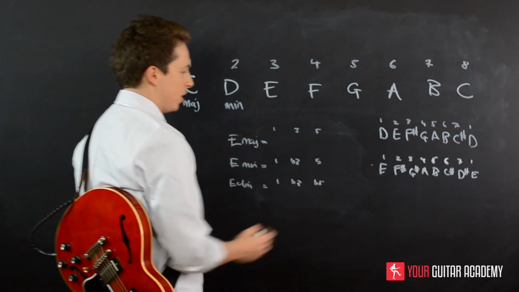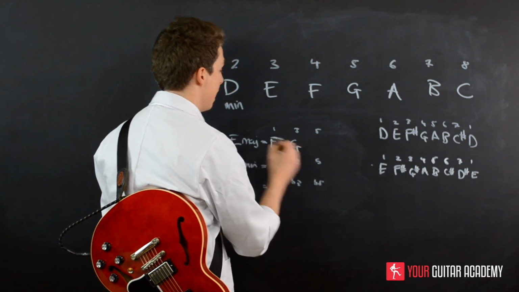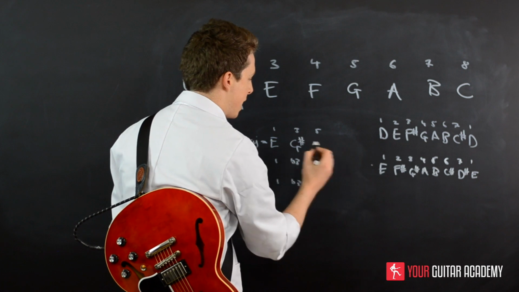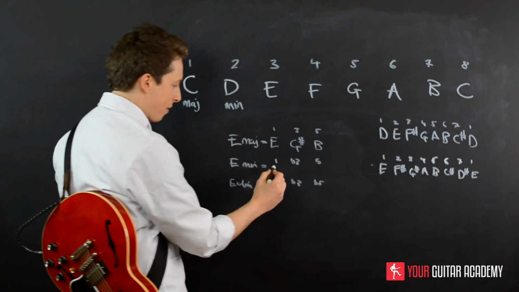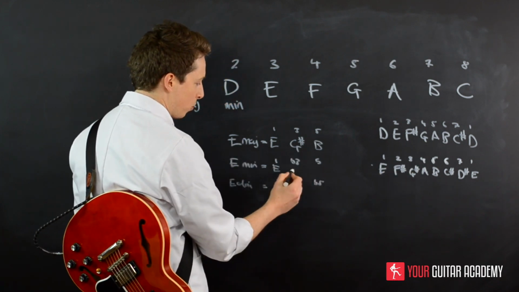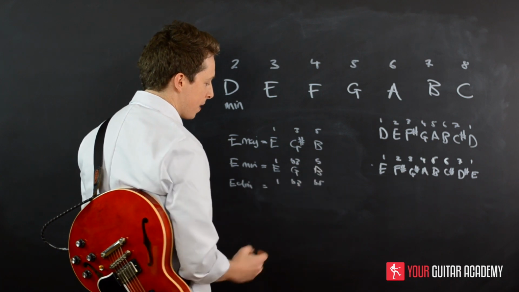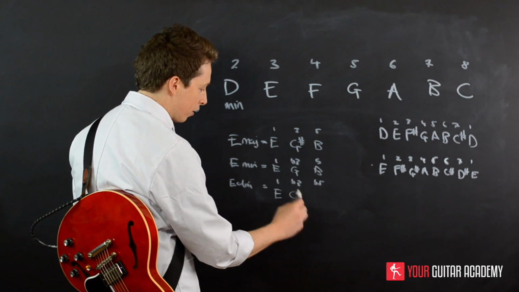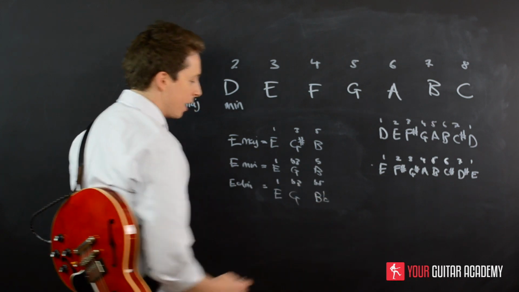So E major, E is the 1, the G sharp is the third, and the B is the fifth, okay? E minor, we have E as the first, the flat third, so G sharp flattened will just be G, and the fifth is going to be B, okay? Now for diminished, we have E, G, because it's a flattened third, and a flattened B is B flat.